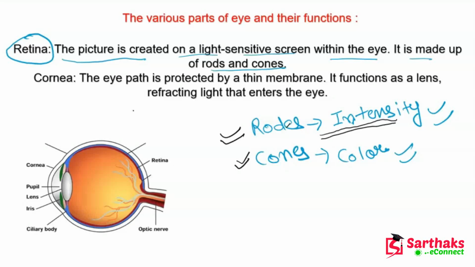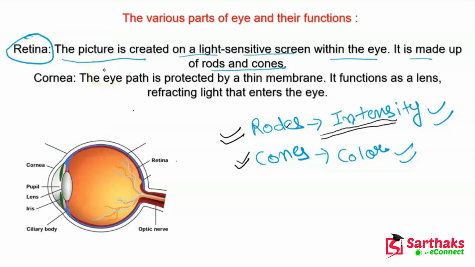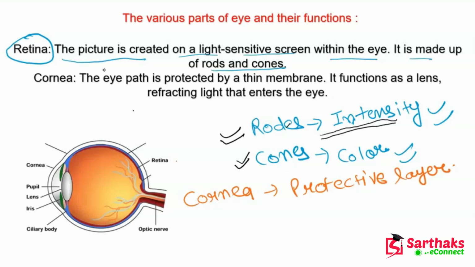So you can say this cornea works as a protective layer. Let me write it here for you. Cornea, you can call it a protective layer, and it also refracts most of the light. So most of the light which reaches this lens is already refracted through this cornea. Okay, so this is a very important work of cornea.